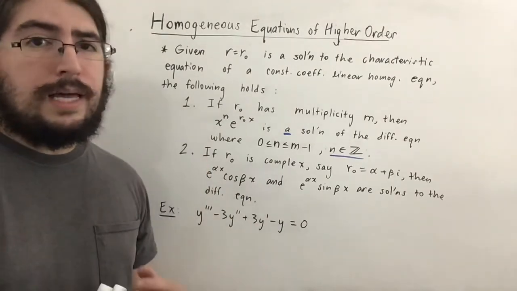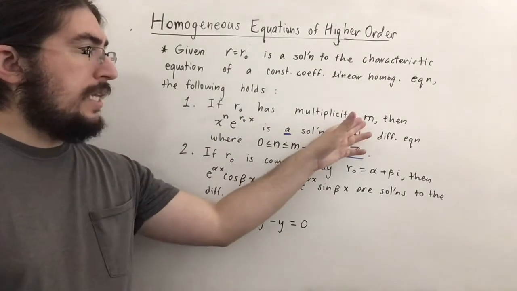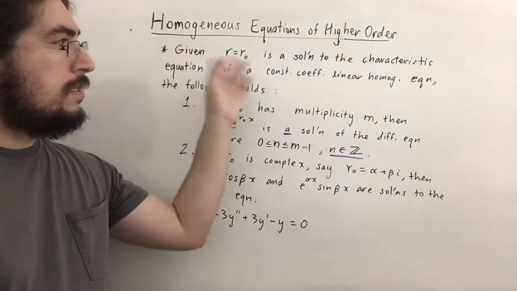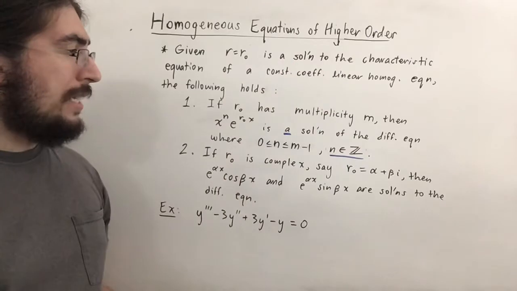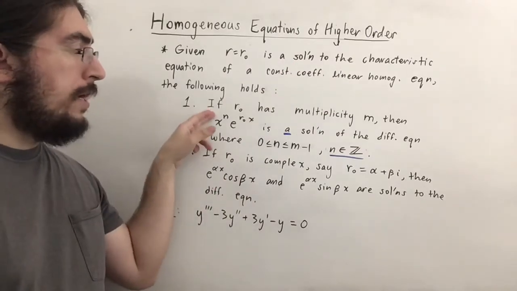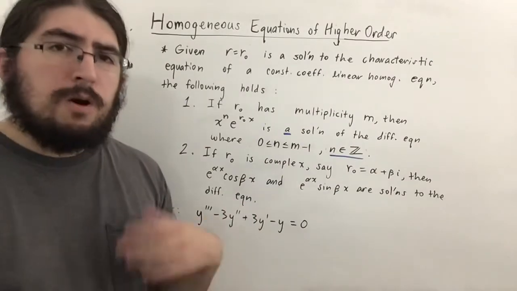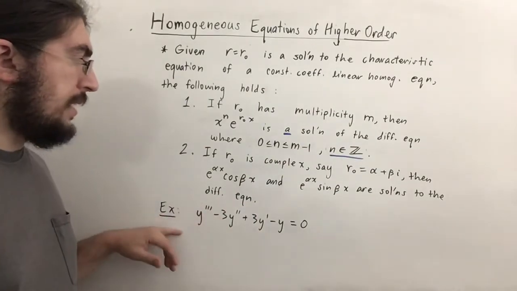You see that? So whatever the multiplicity is, any power of x multiplied by e to that solution of the characteristic equation times x, as long as that power goes from 0 to 1 less than the multiplicity, would also be a solution. We'll actually see an example of that shortly.